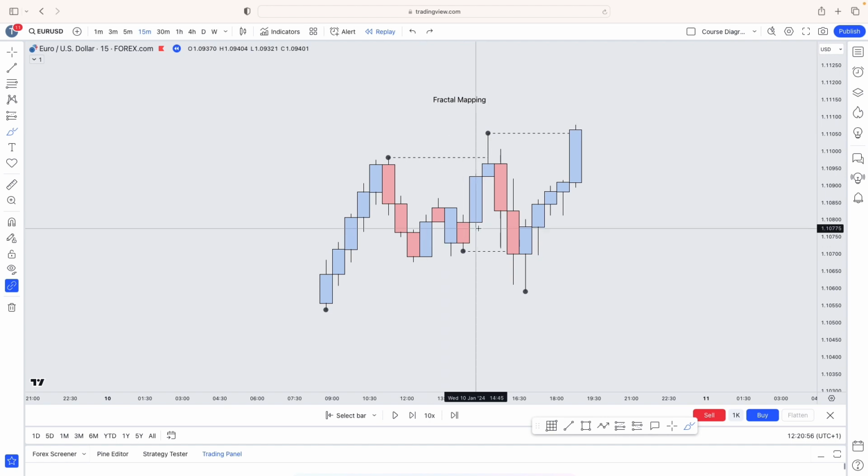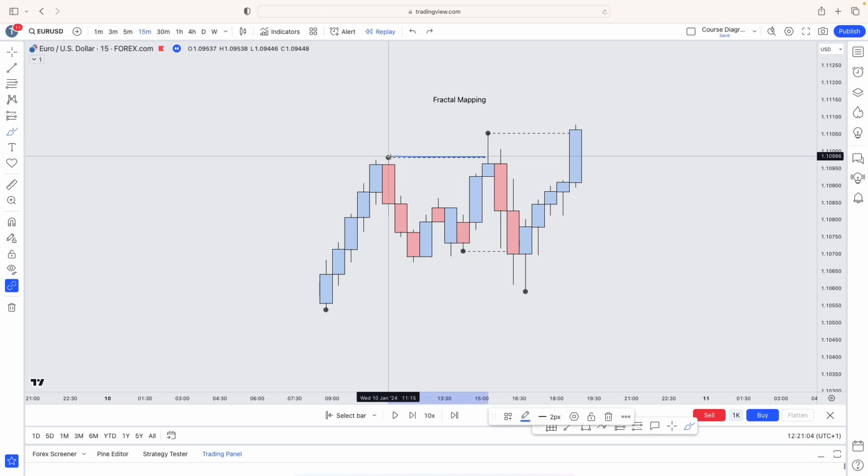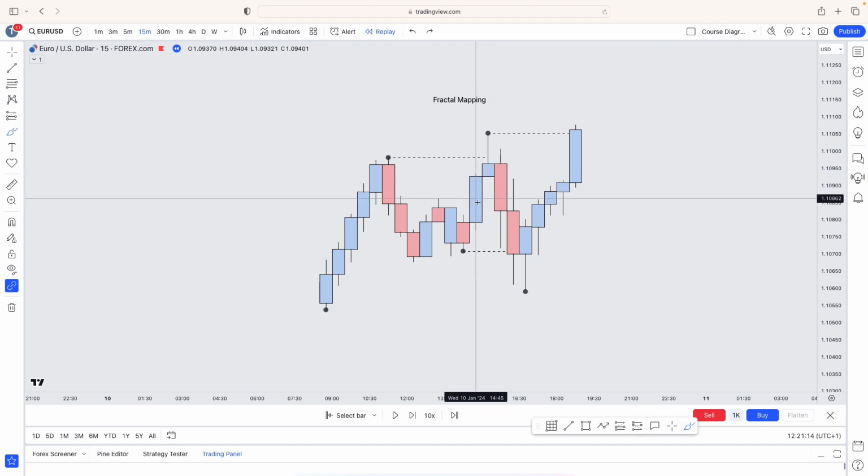So after this break of fractal structure, what do we know? We know that there is a fractal low that caused that break of structure. A fractal low is the nearest candle to this fractal break of structure that fails to break the previous candle's high, okay? So this blue candle here that broke structure broke this previous candle's high, because this is the previous candle's high, and it broke through it.